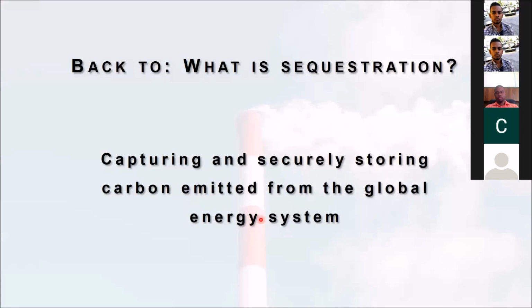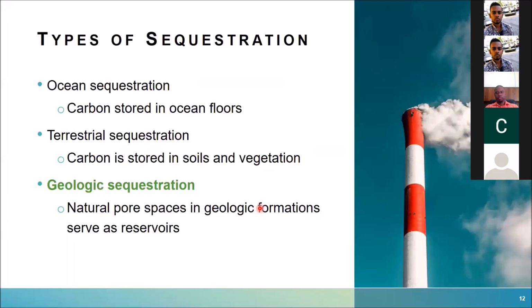So Daniel gave us a nice little video and an introduction of what is sequestration. Fundamentally, once you capture and securely store carbon from being emitted from the global energy system, we consider that to be sequestration. And there are three main types. If you read, you will find others, but the three categories that are most prominent are ocean sequestration, if we store carbon dioxide in the ocean floors, terrestrial sequestration, if we store it in soil and vegetation and trees, etc. And then geologic sequestration, which is our main focus these days because it has a really large capacity to store CO2. And you'll hear a little more about that later on.